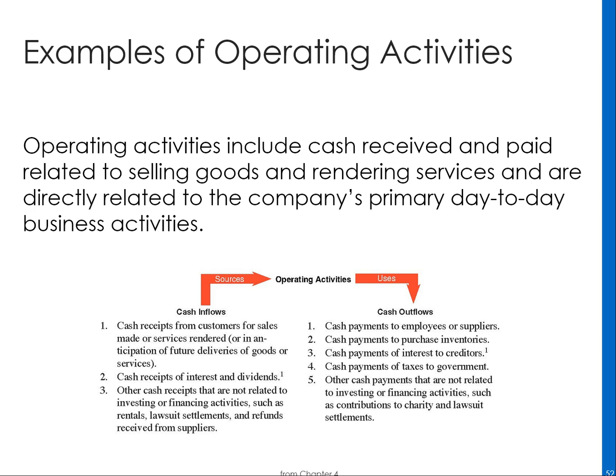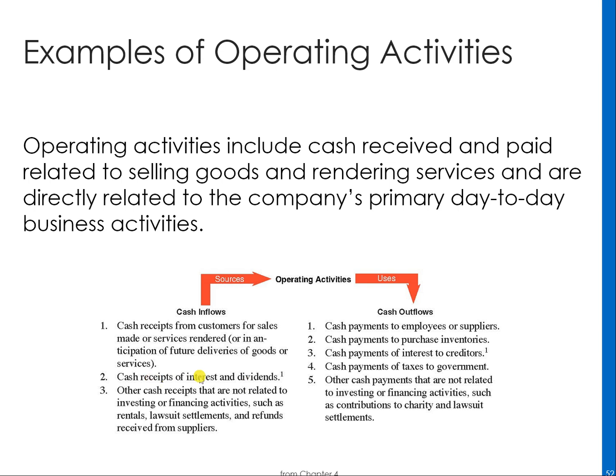So, examples of operating activities. Operating activities include cash received and paid related to selling goods and providing services, and are directly related to the company's primary day-to-day business activities. So let's see what those are. Cash received from customers for sure, or in anticipation of future goods or services, including cash received in advance, right? Okay, here we have cash received of interest and dividends. Be careful. We have interest revenues and dividend revenues.